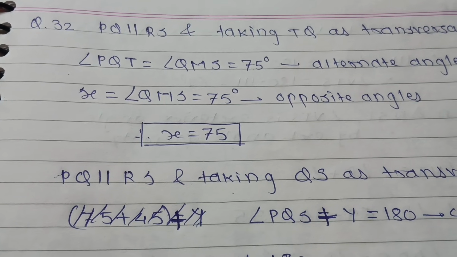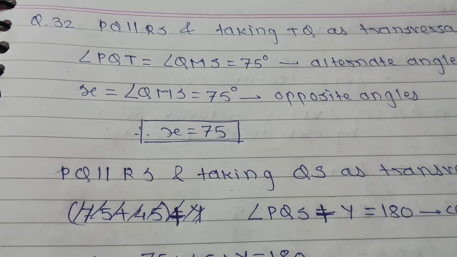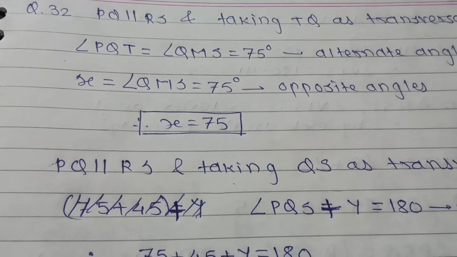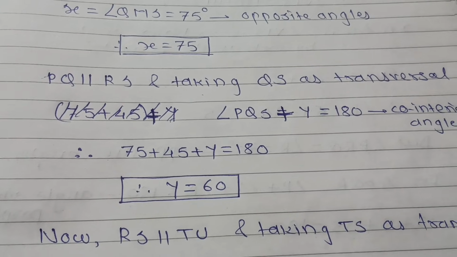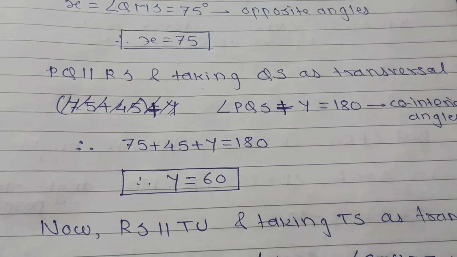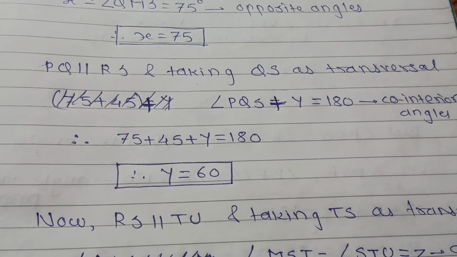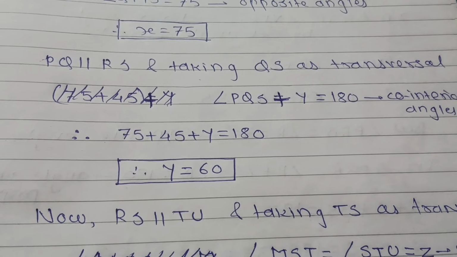Therefore, X is equal to 75 because it is the opposite angle of angle QMS, and opposite angles are equal. In this way, we get the value of X. Now, considering PQ parallel to RS and QS as a transversal, angle PQS plus Y gives 180 because they are co-interior angles. Therefore, by putting the values, we get the value of Y, that is 60.